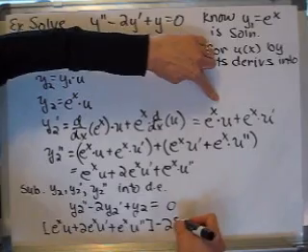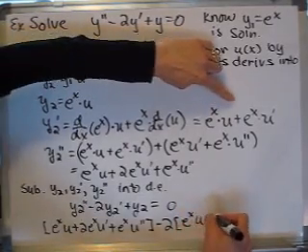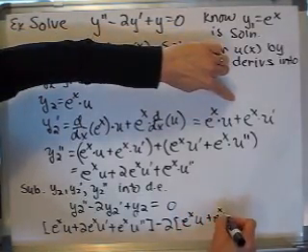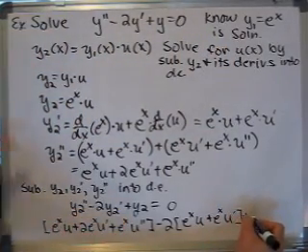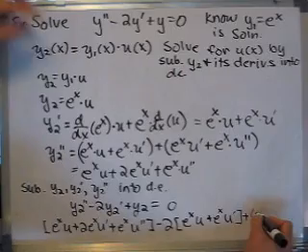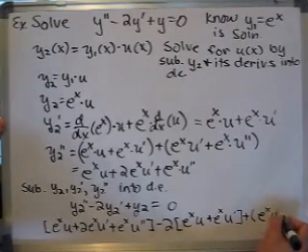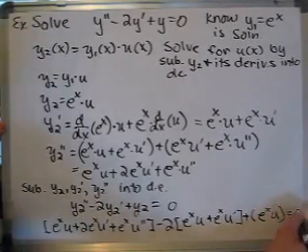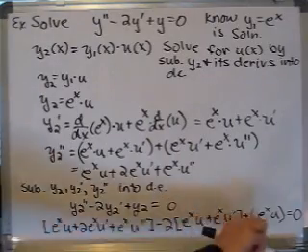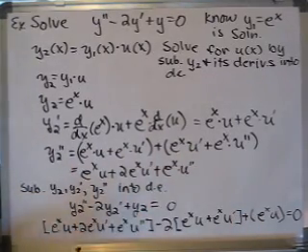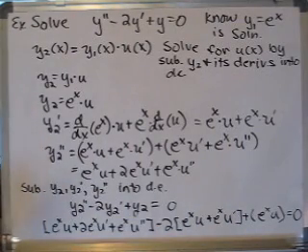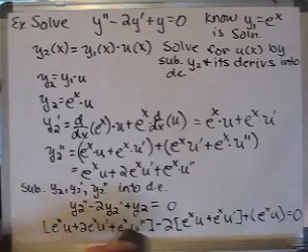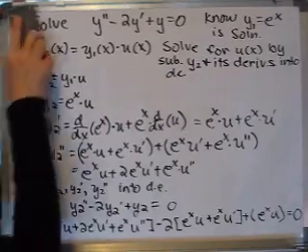y2 prime is here. It's e to the x u plus e to the x u prime. And then the last term is plus y2. And y2 is just e to the x times u. And that should all equal 0. And so now we have another differential equation that involves the function u. And we're going to try and solve this differential equation for u. Actually, something really nice is going to happen next. So let me erase everything but leave that last line.